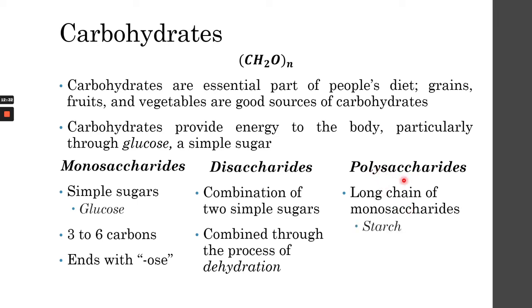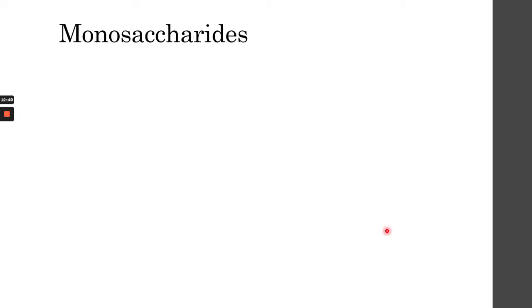Some of our polysaccharides include starches, glycogen, cellulose, and chitin. And all of these have different functions for different living organisms such as humans, insects, and even plants. And we'll be discussing them today as well. So first, let's begin discussing monosaccharides.